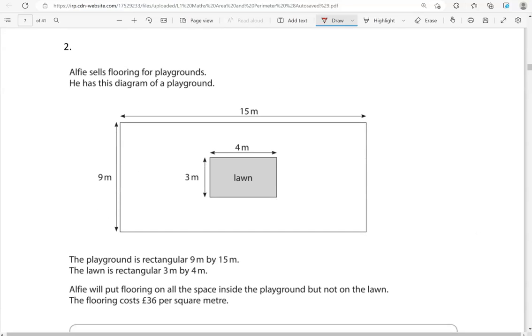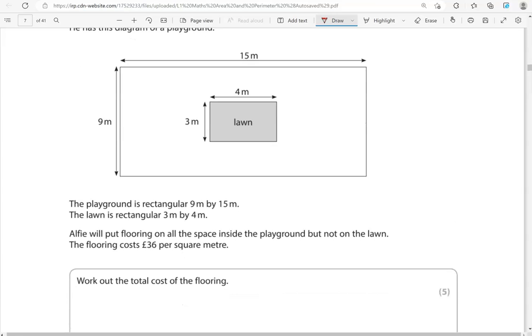Alfie sells flooring for playgrounds. He has this diagram of a playground. The playground is rectangular, 9 meters by 15 meters. The lawn is rectangular, 3 meters by 4 meters. Alfie will put flooring on all the space inside the playground, but not on the lawn. The flooring costs £36 per square meter. Work out the total cost of the flooring.